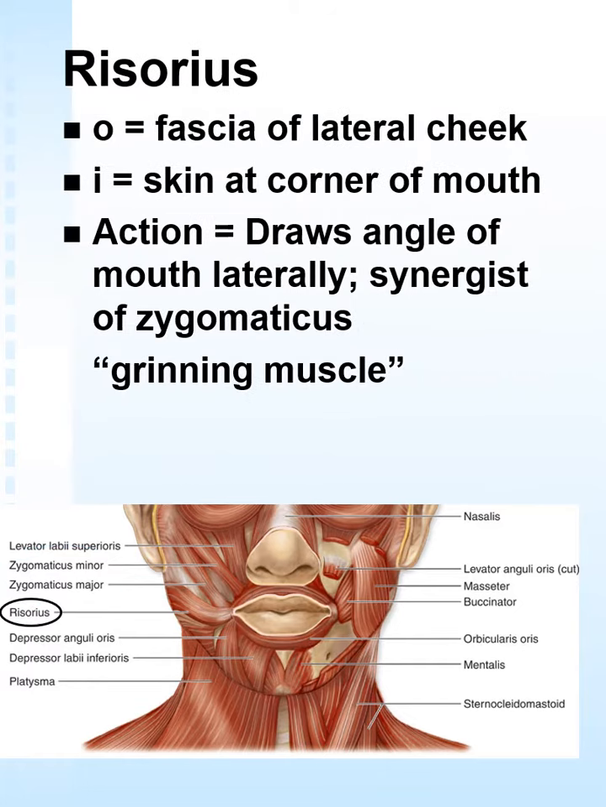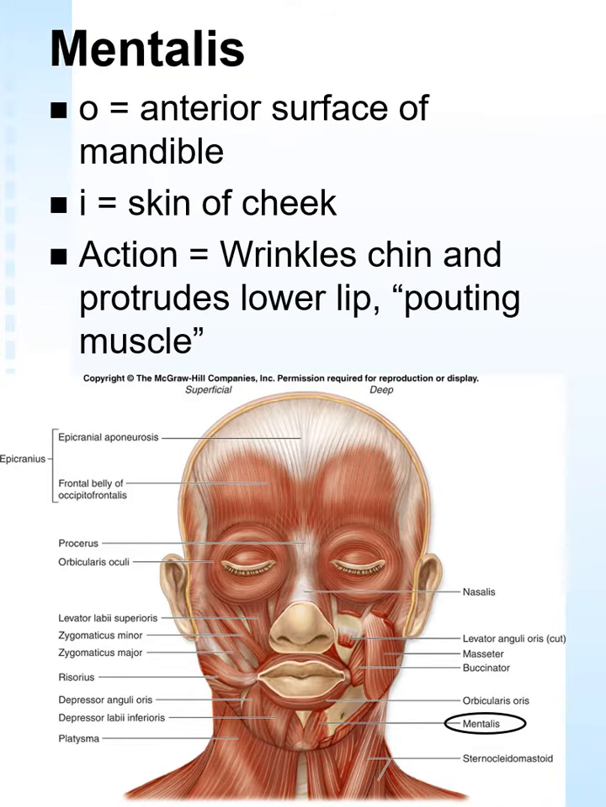The risorius muscle pulls the corners of the lips laterally, and so you use this muscle when you make a closed mouth smile or a grin. This is considered our grinning muscle. And so this originates on the fascia of the lateral cheek, and it inserts on the skin at the corners of the mouth. The mentalis attaches to the lower lip, and when it contracts, it protrudes the lower lip. And so this is considered our pouting muscle, where it originates on the anterior surface of the mandible and it inserts on the skin of the chin.